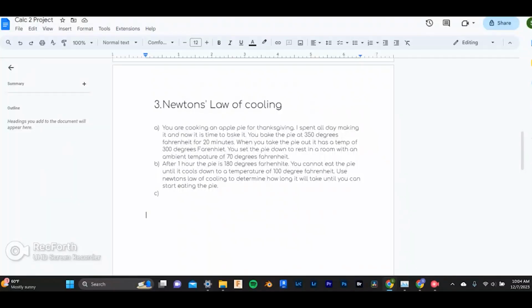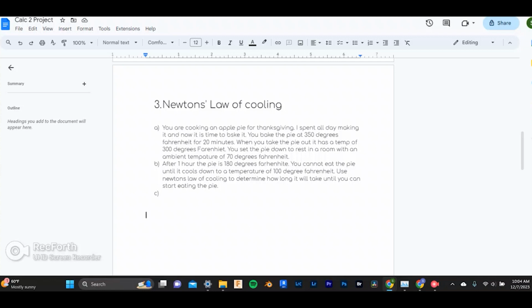This is question 3 of the Calculus 2 project. This problem has to do with Newton's law of cooling. The problem goes that you're cooking an apple pie for Thanksgiving. You spent all day making it, and now it's time to bake it.